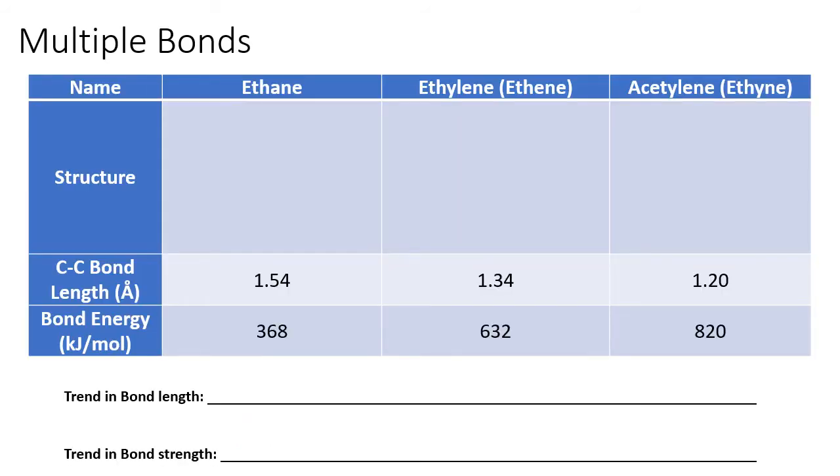Now let's look at 3 organic molecules, each of which we'll learn individually in separate chapters in this class and study more in depth. But for now, we're just going to compare their bond lengths and their bond energies. So ethane, which is an alkane, has the Lewis structure like this.